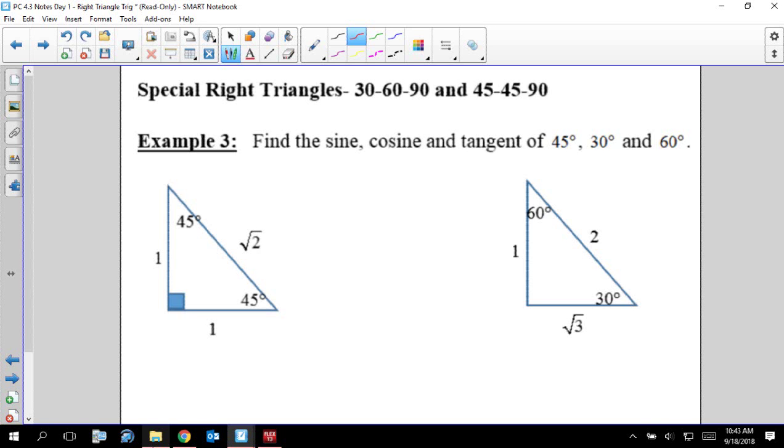Remember, we're writing sine of 45 degrees. We're not just writing sine. And degrees has a degree symbol. If you don't put the degree symbol, I think you mean radians. And I know you don't mean that, but I'm going to take it like you mean it.